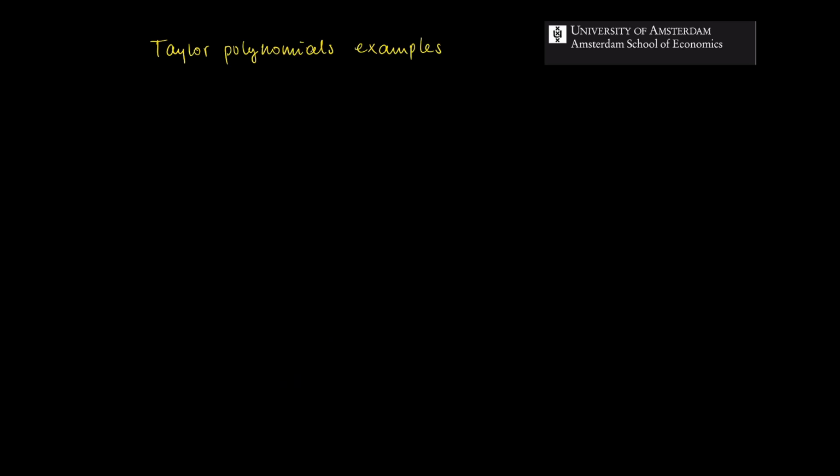So we'll now look at Taylor polynomials for a very well-known function. The first example that we will consider is the exponential function. The exponential function is very nice in numerous aspects and also in terms of Taylor polynomials. So let's consider f and a equals 0. So we look at the Taylor polynomials at a equals 0.